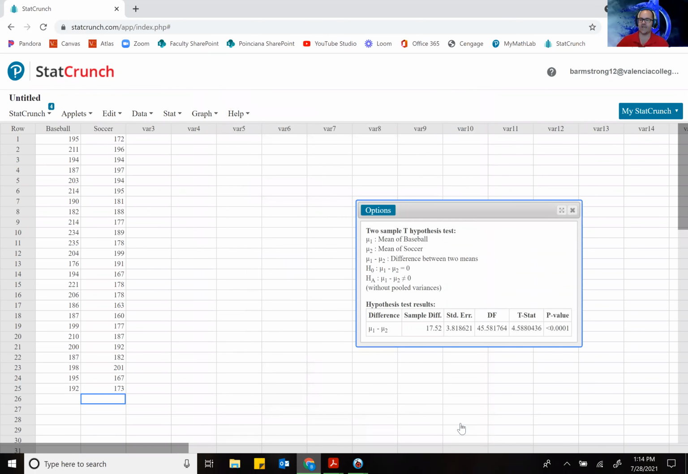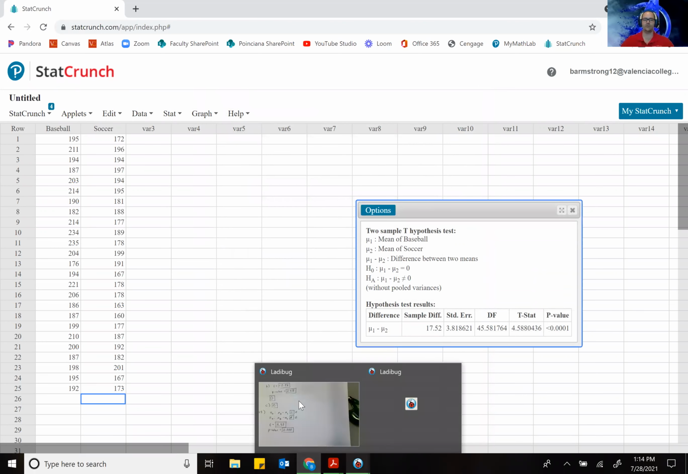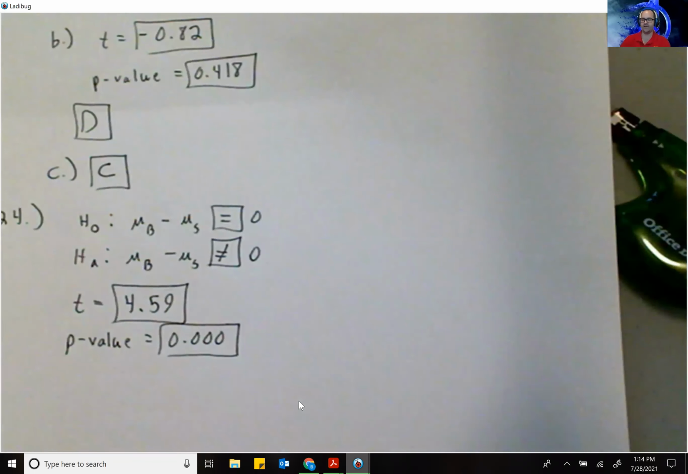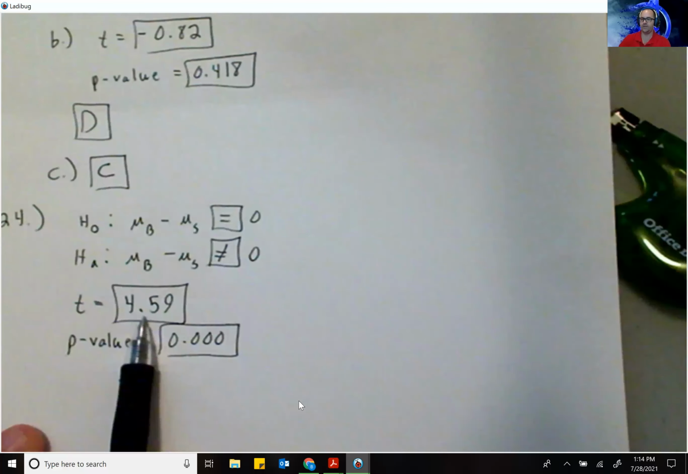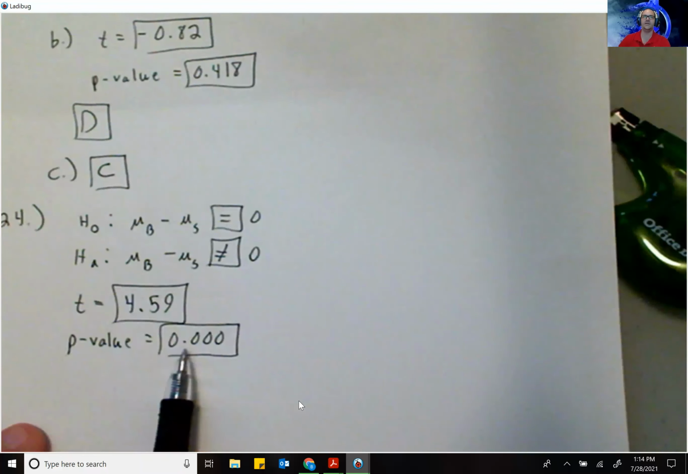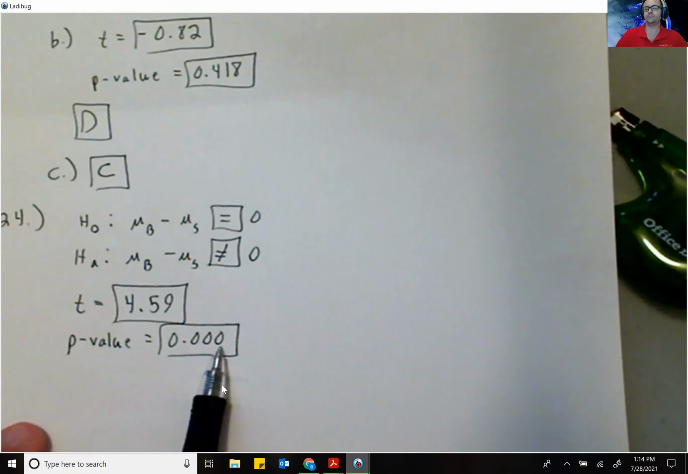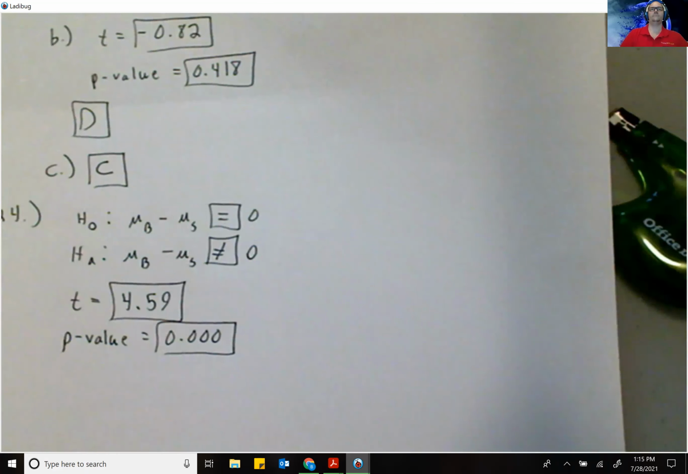What is our t-stat to 2 decimals? 4.59. Perfect. P-value to 3 decimals? 0.000. Good. So we will be rejecting. She's on top of it. So again, here's our t-stat, 4.59, and the p-value, 0.000. Then there is sufficient evidence.